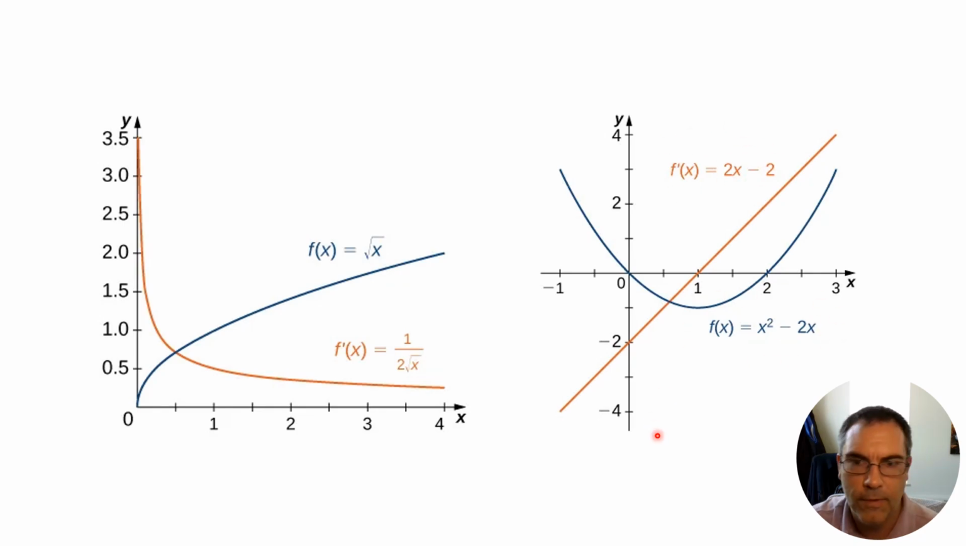So derivatives are functions, and because the function here is continuous and smooth, it's differentiable, and we have a derivative at any point along the domain.